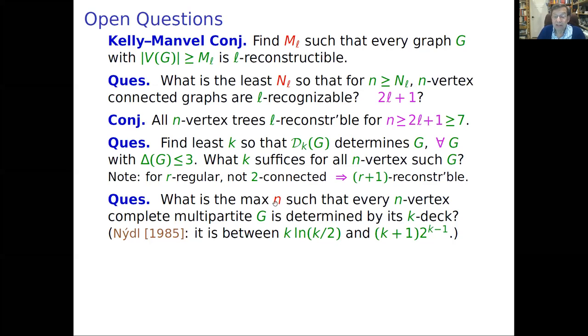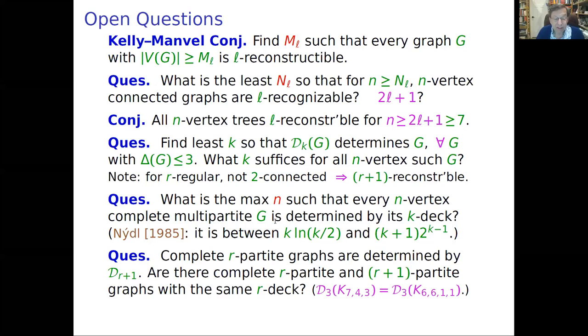So what is the maximum number of vertices n such that every n-vertex completely multipartite graph is determined by its k-deck? Needle showed that it's somewhere between k log k and (k+1)2^(k-1). So this is a huge gap here. And if this is a problem that interests you, you might be able to make some nice progress on it.